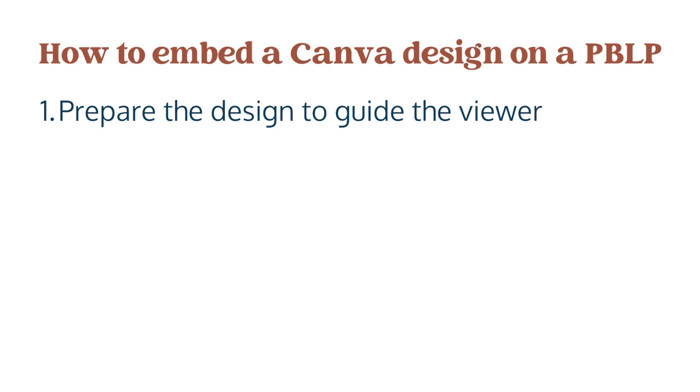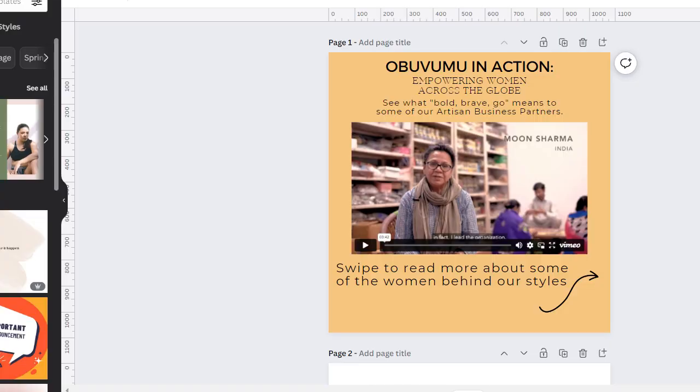Step 1, prepare your design to guide the viewer. If your design does have multiple pages, then I think it's a good idea to make it very obvious to the viewer that they can swipe or tap to explore the slides or pages of your design. You could, of course, do this just in a text block outside of your design, but I like having it right there on page 1 of the design itself. You can go to the first page of your Canva design and just add an arrow and a text prompt so they know to tap or swipe to navigate the pages.